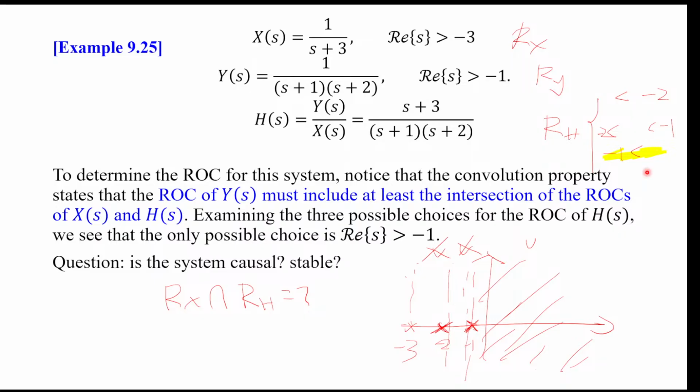This is quite complicated. Although you might look at this very briefly and see this is right-sided, this is right-sided, and you want to pick Rh to be also right-sided, and that will give you the correct answer. But if you want to do this carefully, you need to go through this analysis of looking at the intersection between Rh and Rx.